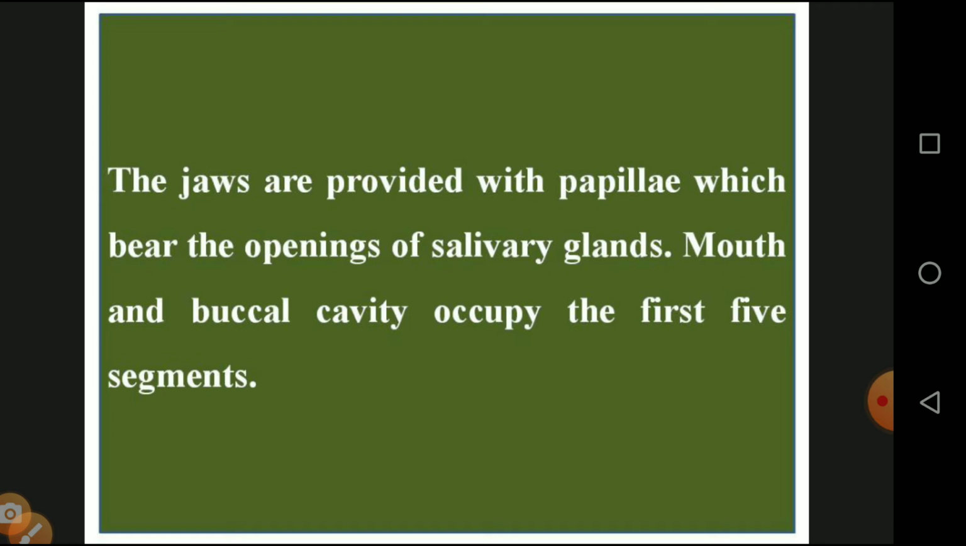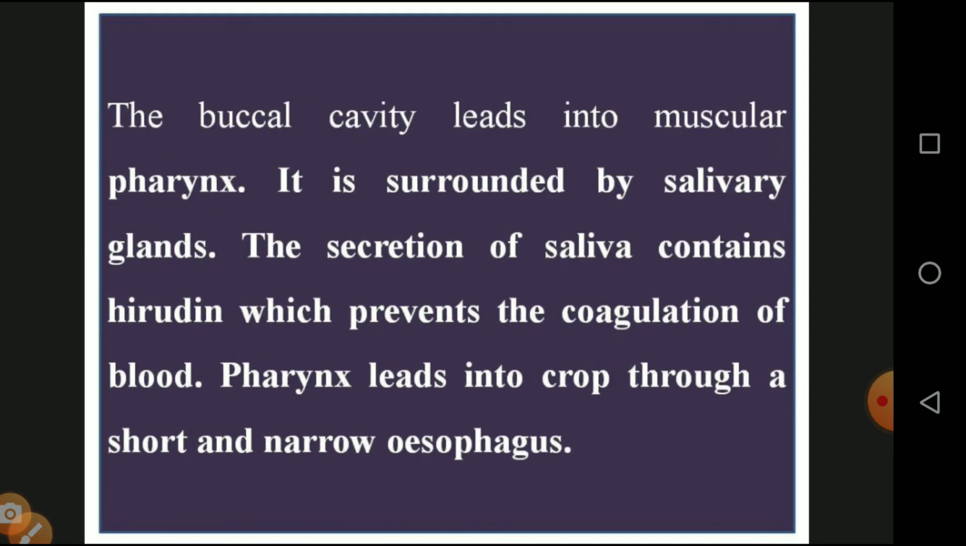I already told you the body segments. The first five segments are occupied with the mouth, and the buccal cavity leads into the muscular pharynx. Though we will see in the ninth standard portion, the human digestive system also has a mouth, buccal cavity, and pharynx. It is a small tube which is connected with the buccal cavity and the intestine.